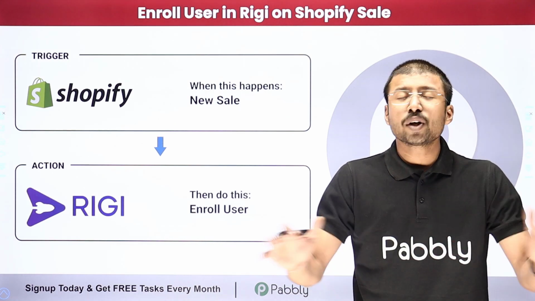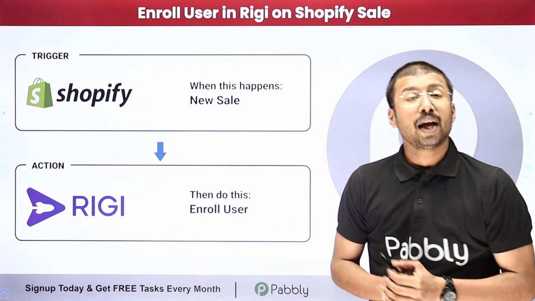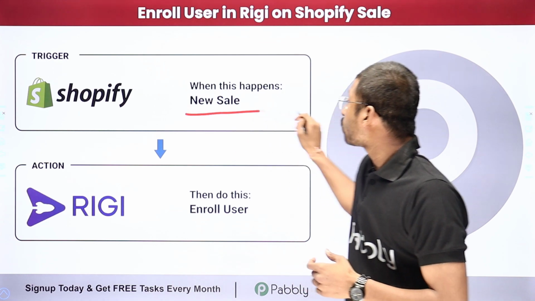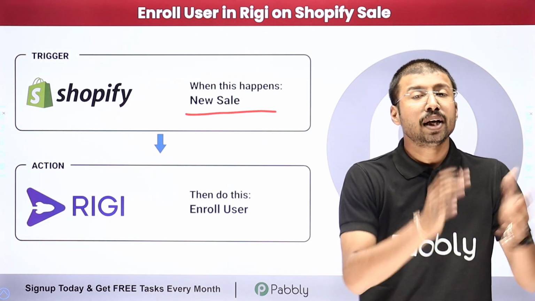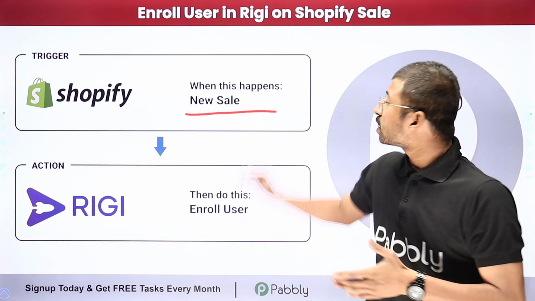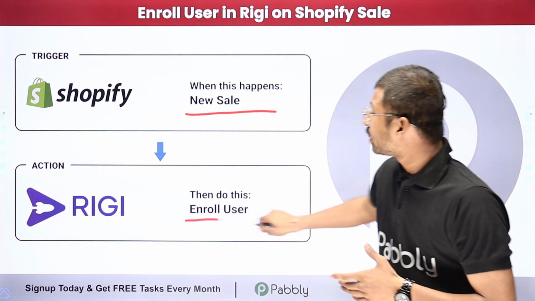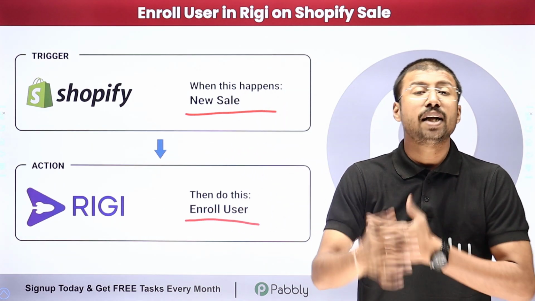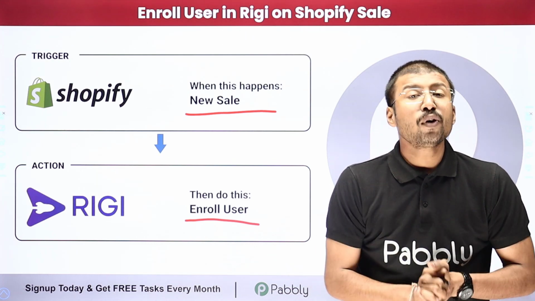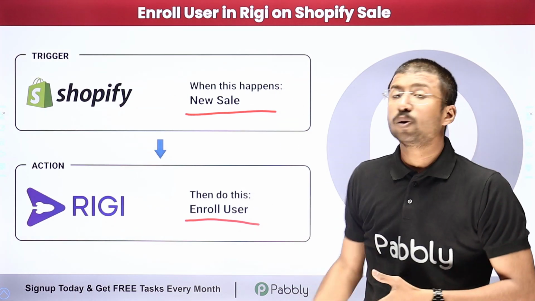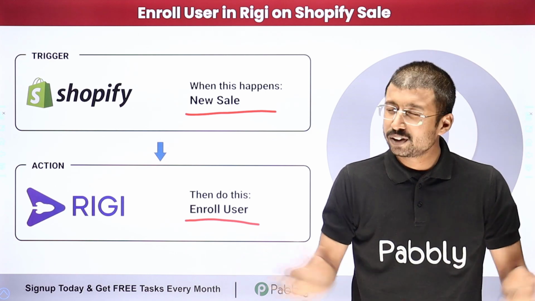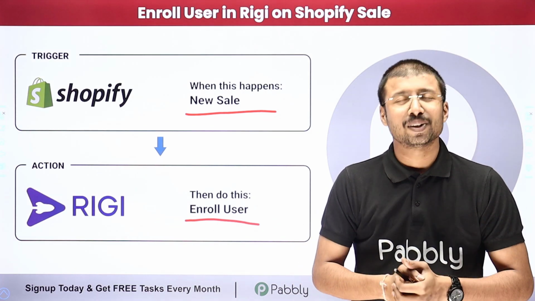So let me tell you, you can completely automate this process. In this automation, as a new sale of a course is received on our Shopify store, the customer who made the payment, who made the purchase, will be automatically enrolled into that same course in your Rigi account and the access will be shared. Now, if you want to learn how you can completely automate this whole process with the help of Pabbly Connect automation, for that you just have to come with me to my screen.